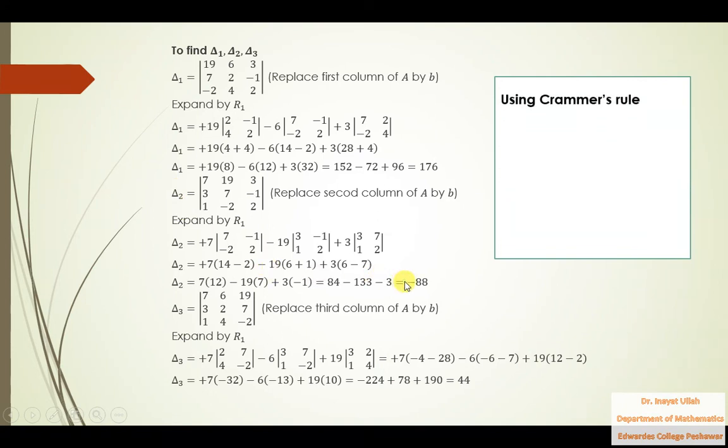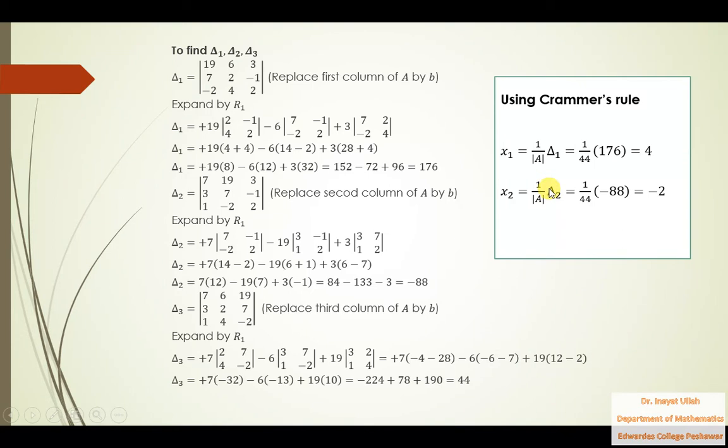Now we need to use Cramer's rule to find x1, x2 and x3. So x1 is 1 by determinant of A into delta 1. We have obtained the value of determinant of A as 44, and delta 1 is 176. You see, this is delta 1, 176 from here. So 44 and 44, 4s are 176, cancelling these two, so x1 is 4.